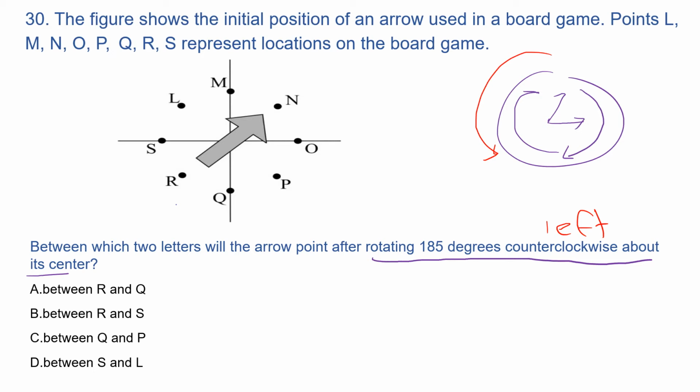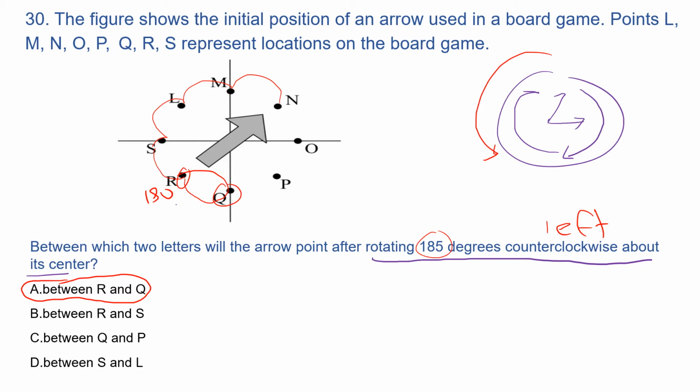So 185 degrees. Remember, a circle is 360, right? So a full circle, half of that is 180. So that's what I think of when I think of degrees. So half of that is 180, that would be the halfway point. So let's count back halfway through. I'm counting to the opposite side here. So this will be at 180 counterclockwise. But it says 185 degrees. So that means it would be in between these two letters right here, R and Q. And that would be my answer.